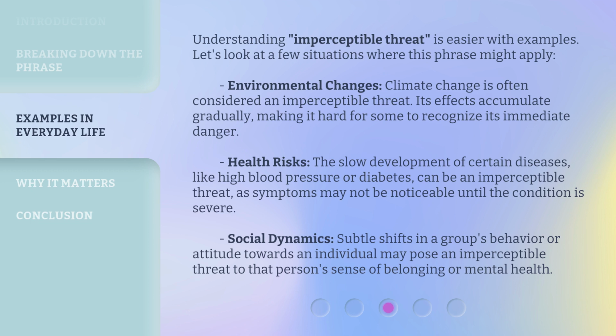Health risks. The slow development of certain diseases, like high blood pressure or diabetes, can be an imperceptible threat, as symptoms may not be noticeable until the condition is severe. Social dynamics. Subtle shifts in a group's behavior or attitude towards an individual may pose an imperceptible threat to that person's sense of belonging or mental health.